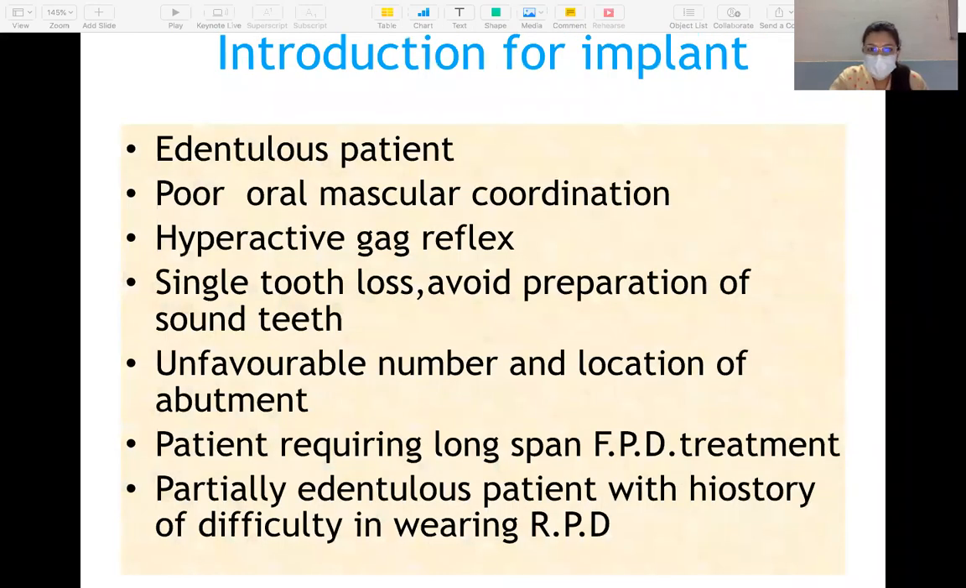So implants in edentulous patients with poor oral muscular coordination, hyperactive gag reflex, or single tooth loss, or where we want to avoid preparation of sound teeth, where there is unfavorable number and location of abutments, or patients requiring long span FPD, there you can give implants, and partially edentulous patients can also be treated with implants.